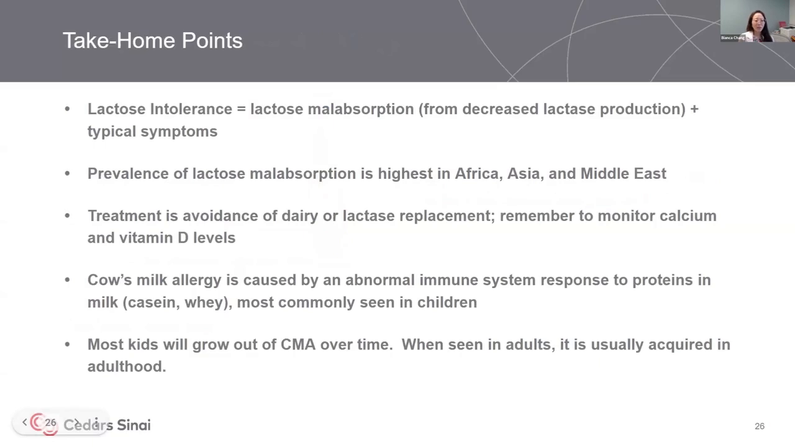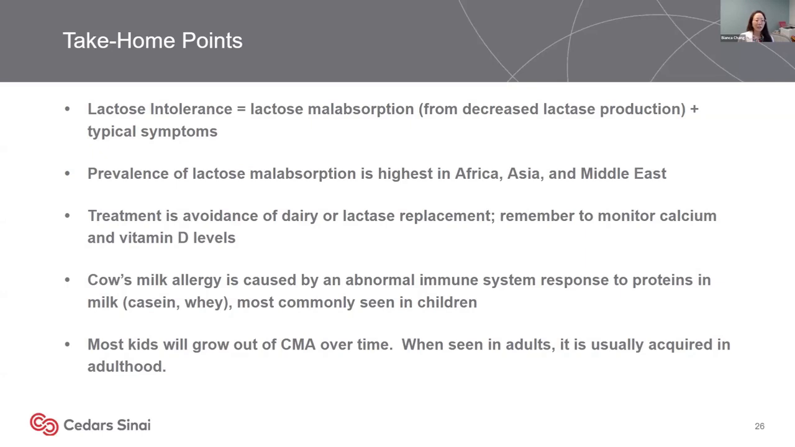Some take-home points: lactose intolerance specifically refers to lactose malabsorption from decreased lactase production, and the typical symptoms are gas, bloating, diarrhea, and/or abdominal pain. The prevalence of lactose malabsorption, or specifically lactase non-persistence, is highest in Africa, Asia, and the Middle East. The treatment is either the avoidance of dairy or replacing the lactase with supplemental lactase. Remember, if you're avoiding dairy, to monitor calcium and vitamin D levels to try to avoid osteopenia and osteoporosis.